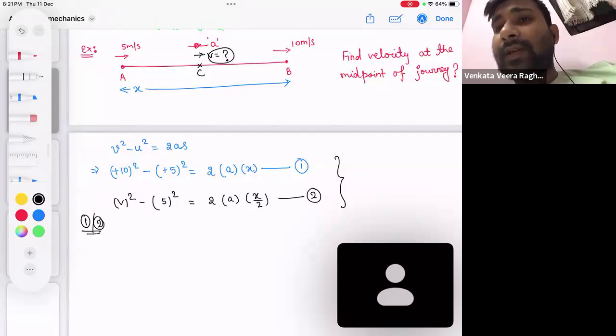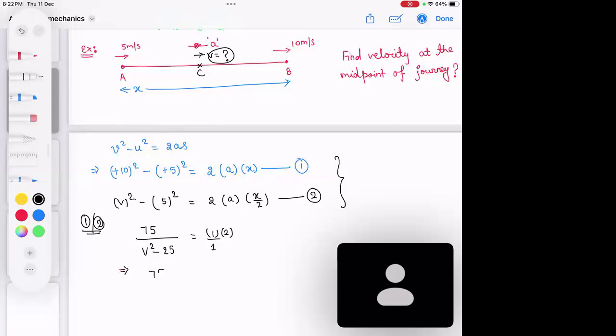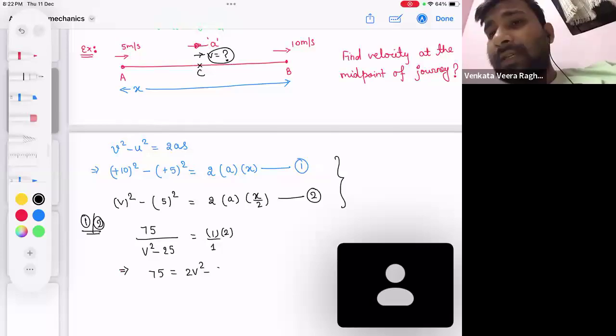Please check. If we divide these two equations, what will happen? 100 minus 25, that is 75, divided by v square minus 25. See that a and x are getting cancelled out? 2ax is getting cancelled out. So do I have 1 divided by 1 by 2? Please check it. All of you, please tell me, are you getting this one? So 75 equals 2v square minus 50.